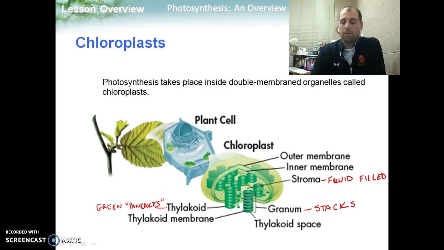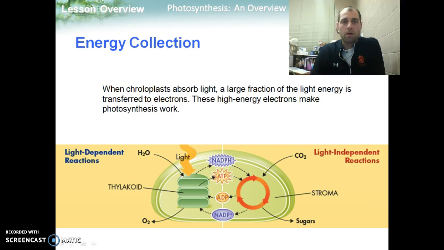Different parts of photosynthesis are going to take place in different parts of the chloroplast. When chloroplasts absorb light, a large fraction of that light is transferred to electrons. These high-energy electrons make the photosynthesis work. So this light is going to come down and energize electrons within our water molecule, and actually break the water molecule up. When light breaks up the water molecule, we're going to get oxygen out. This all happens within the thylakoid.